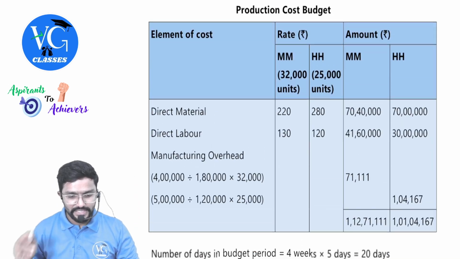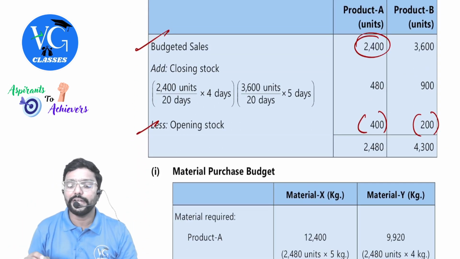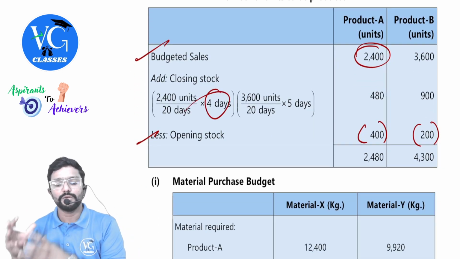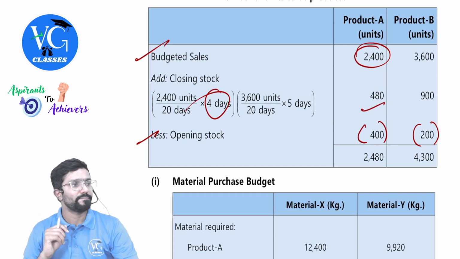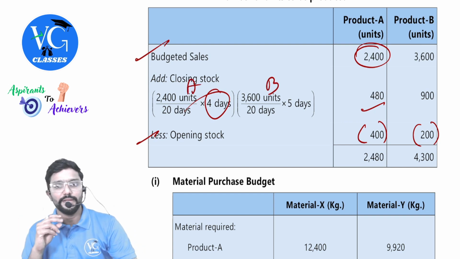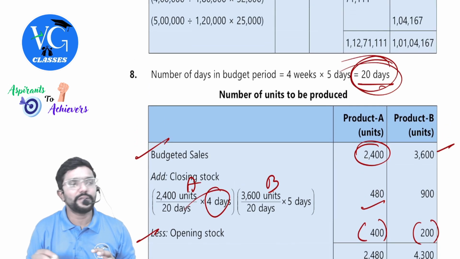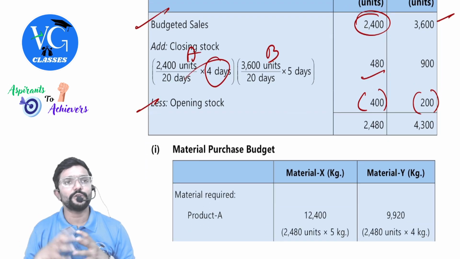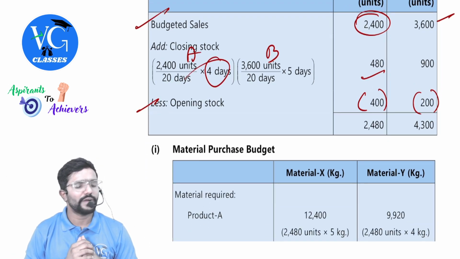Interesting calculations. Listen, guys, all these are important. 2,400 is for how many days? 20 days. I want to maintain 4 days of sales as closing stock, so into 4 days. That is 480. Coming to product B, what is the sales for the period? 3,600, divided by 20 days, you will get per day sales. How many days of sales do you want to maintain as closing stock? 5 days. So into 5. Hope you understood.